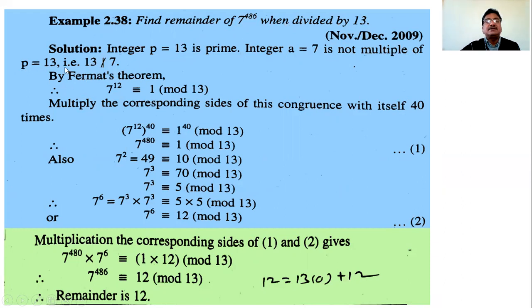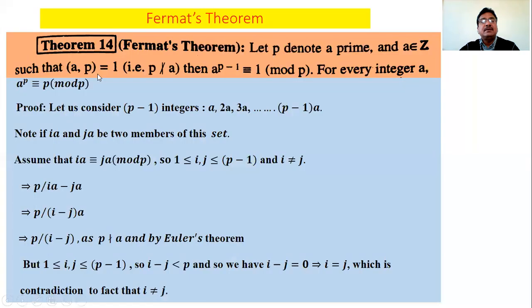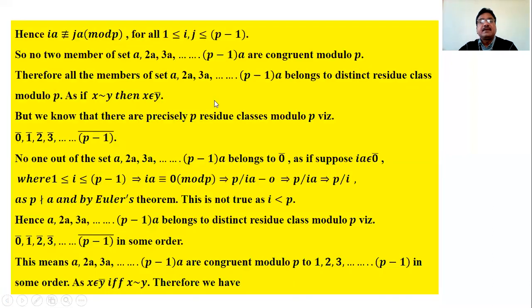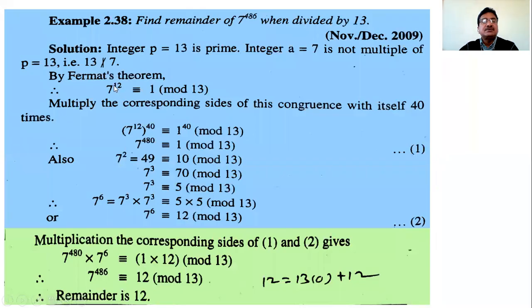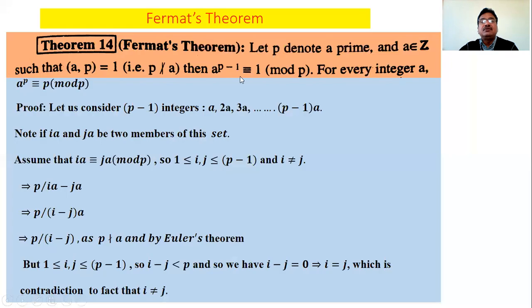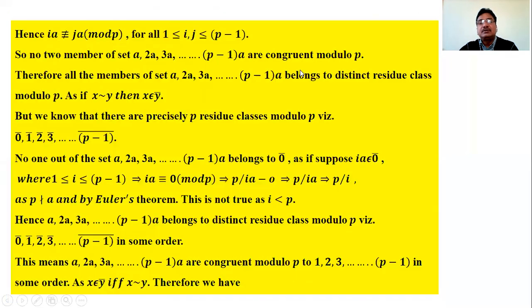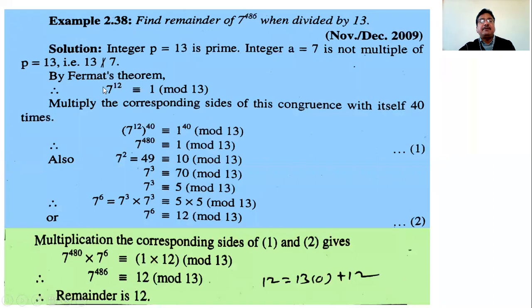Then by Fermat's theorem, what do we have? What is Fermat's theorem? If P does not divide A, then A raised to P minus 1 is congruent to 1 modulo P. Since 13 does not divide 7, therefore 7 raised to 13 minus 1, that is 12, is congruent to 1 modulo 13. That is, 7 raised to 12 is congruent to 1 modulo 13.